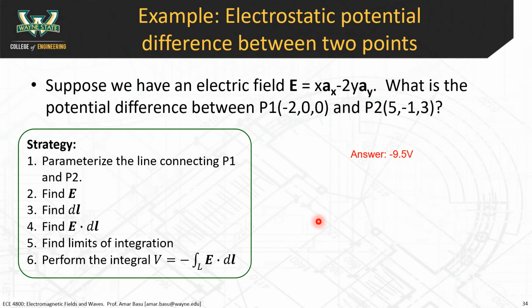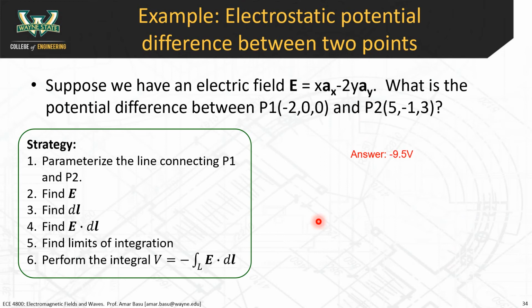Okay, so let's do an example: electrostatic potential difference between 2 points. This is a general example. You have a general electric field, E is equal to x times ax, plus 2y times ay. What is the potential difference between P1 and P2?